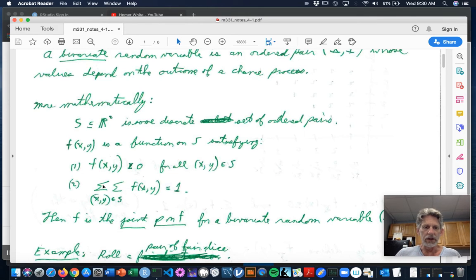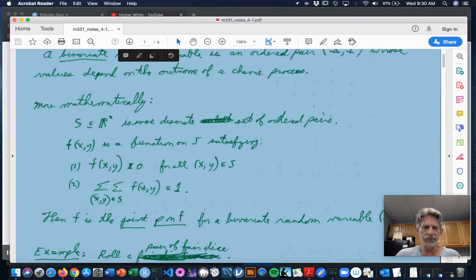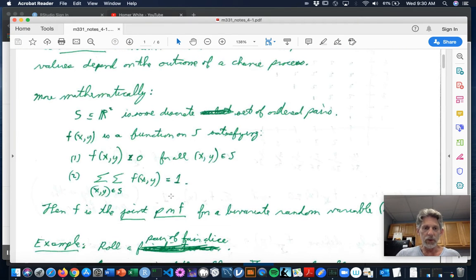But you will think of this ultimately as adding over the possible values of one of the dimensions of the ordered pair and the possible values of the other dimension. We'll see this in some examples soon. Anyway, that sum has got to be 1.